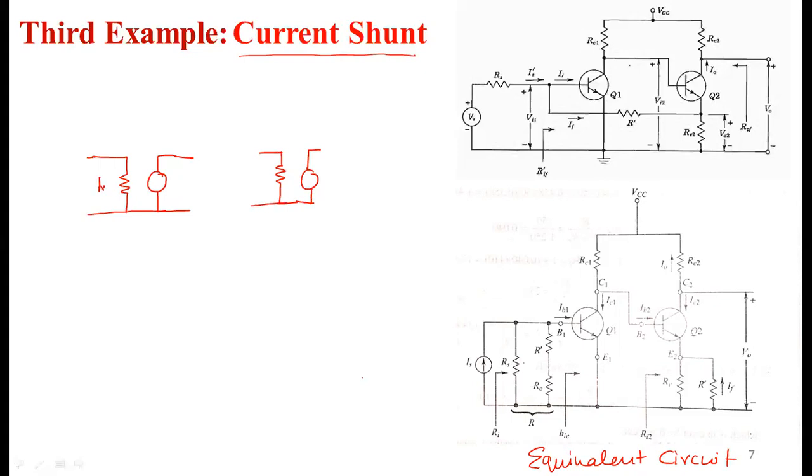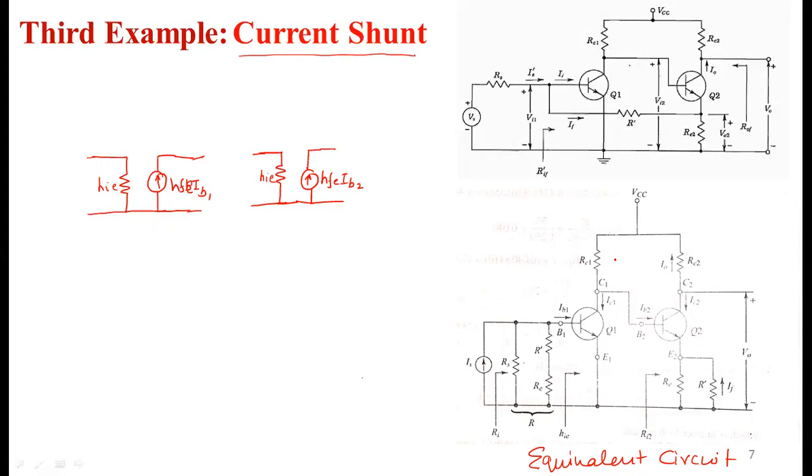So here we have HIE, and here we have HFE-IB. Okay. So here we have HIE, HFE-IB. Here we can write 1 and 2. So these are the simplified model for transistor only.